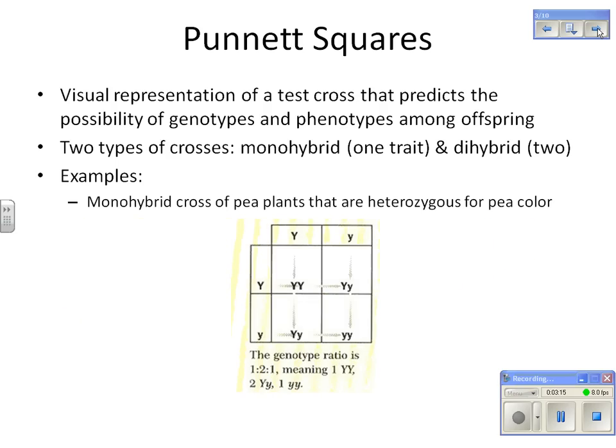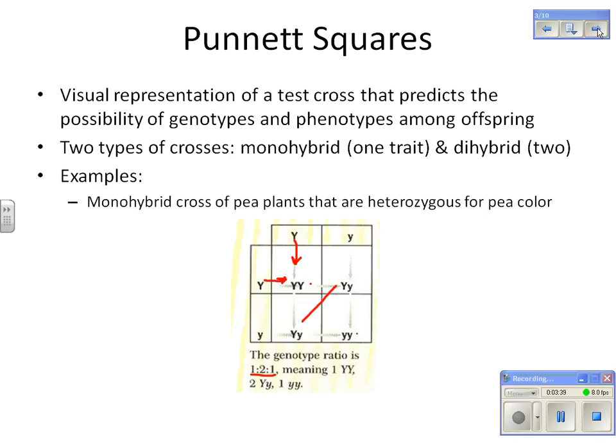Once we cross these, we will see that the letters intersect to create our possible offspring in our boxes, and our genotype ratio is 1 to 2 to 1, meaning there is 1 homozygous dominant, 2 heterozygotes, and 1 homozygous recessive. That genotype then expresses in the phenotype.